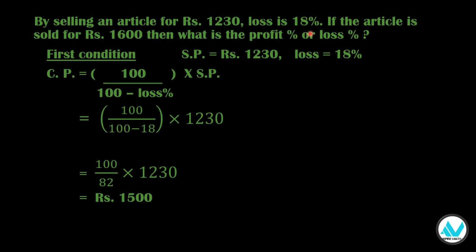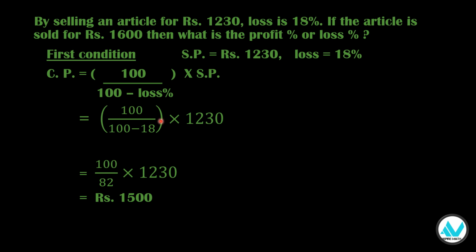Now for the first condition, we have the selling price to be 1230 and loss is given to be 18%. We know to find the cost price when selling price and the loss percentage is given. So cost price equals 100 by 100 minus loss percentage into SP. Now let me write this: 100 minus 18. My loss percentage is nothing but 18% into selling price is nothing but 1230.